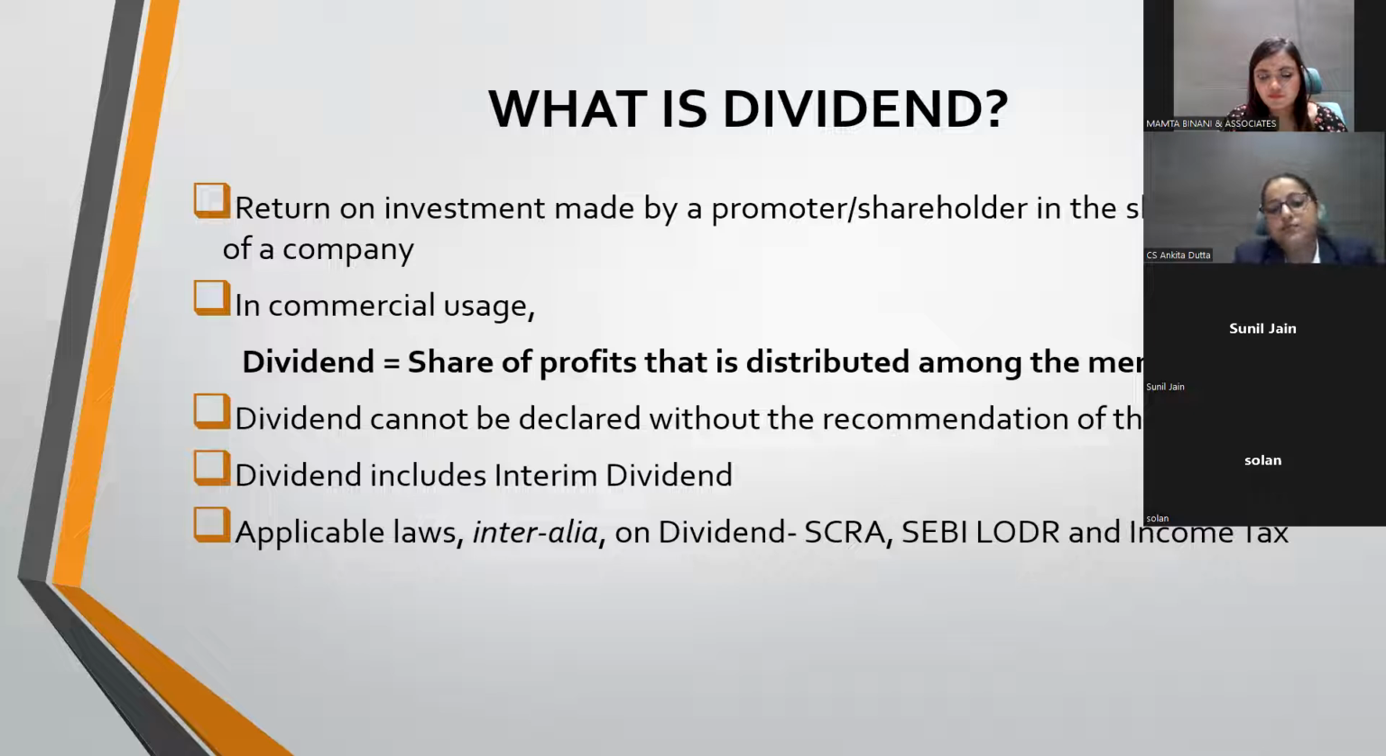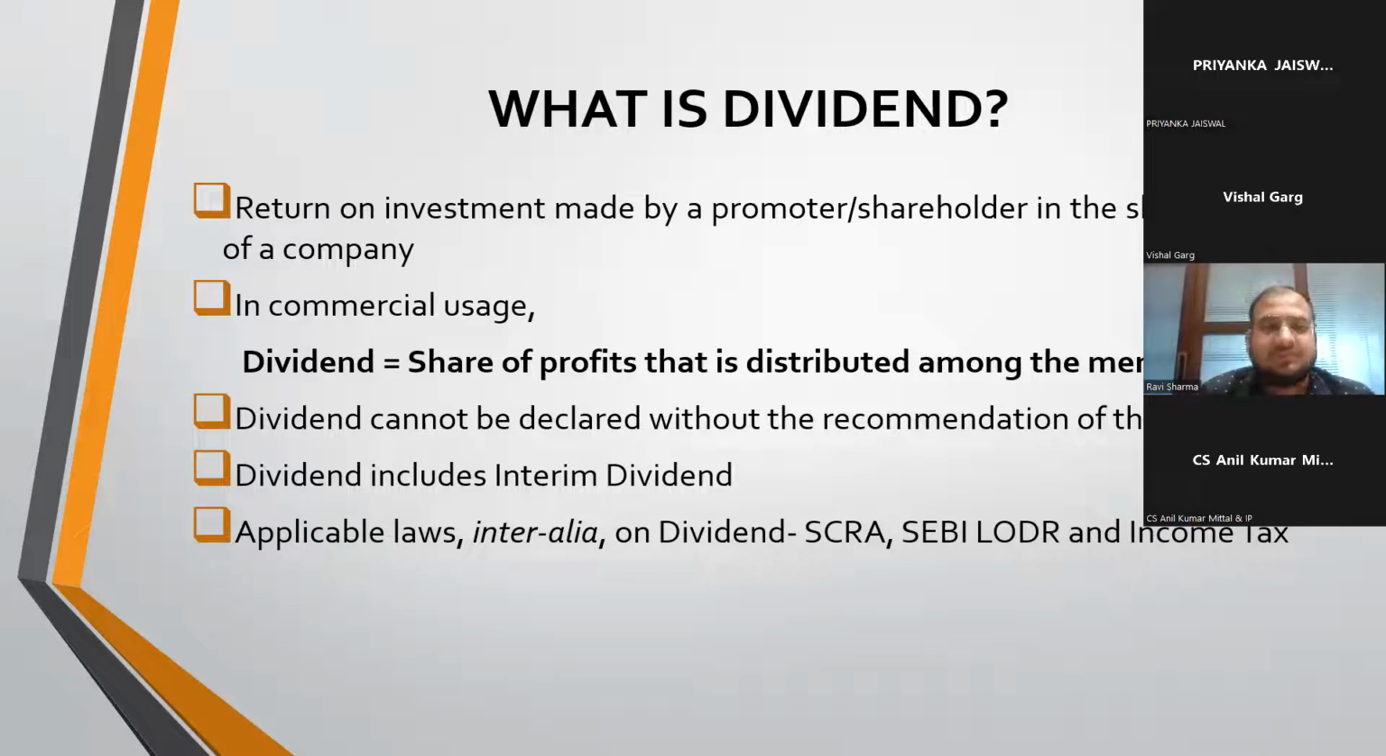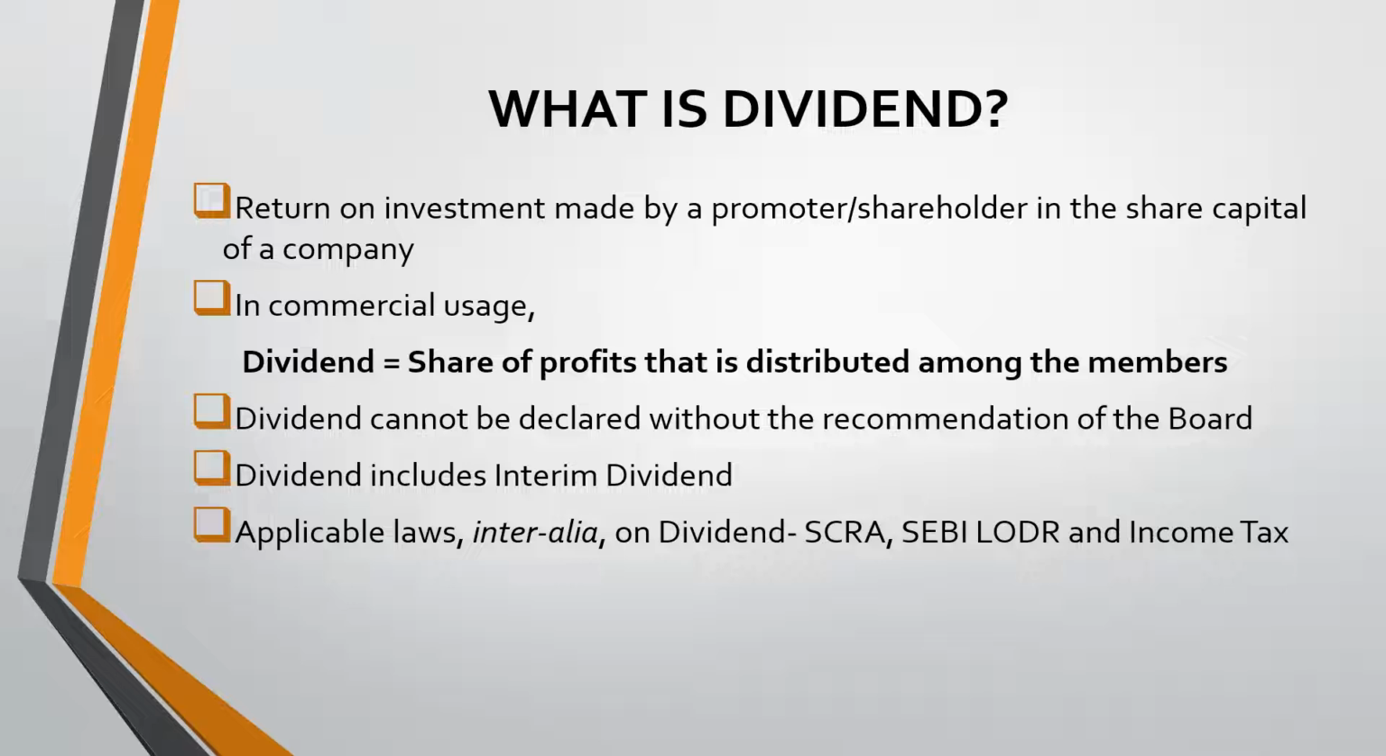Okay, now what are the applicable laws on dividend? We all know that Companies Act 2013 has provided sections 123 to 127, which are in Chapter 8 of the Companies Act, relating to declaration and payment of dividend. So yes, the Companies Act is very much applicable on declaration and payment of dividend. Then for listed companies, SEBI LODR is applicable. And the Income Tax Act is also applicable while paying dividends.